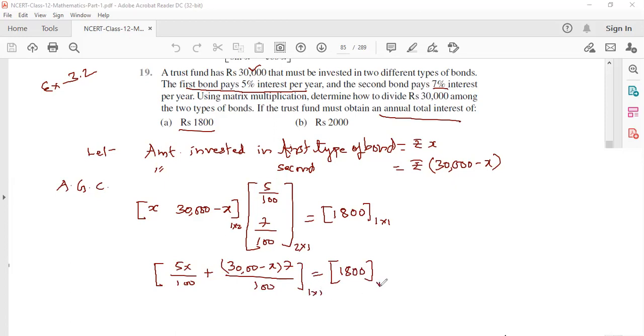Here also one by one. So we can equate their elements. So we get 5x plus 7 times 30,000, 7 3s are 21, 210,000, minus 7x, upon 100 will be equal to 1,800.